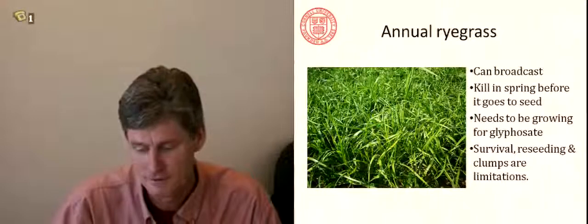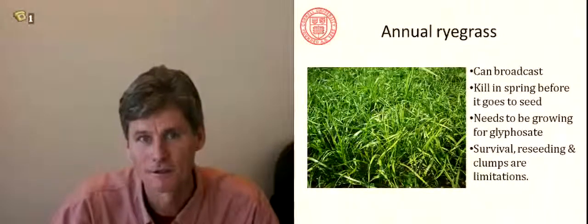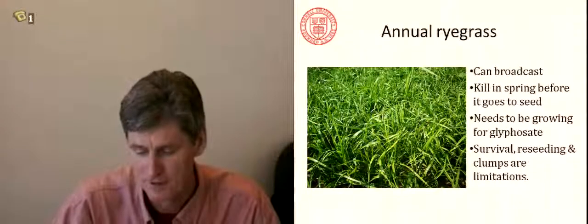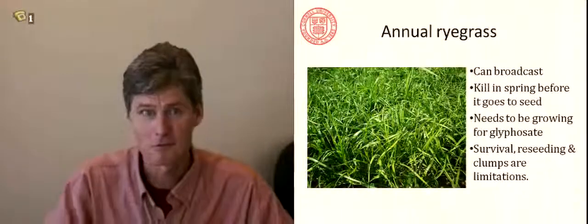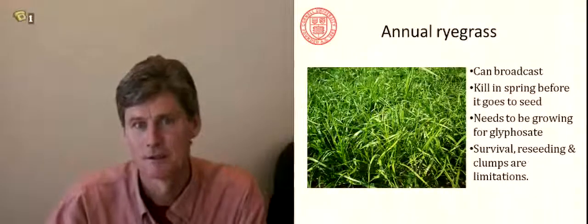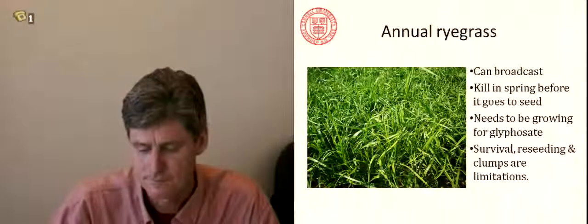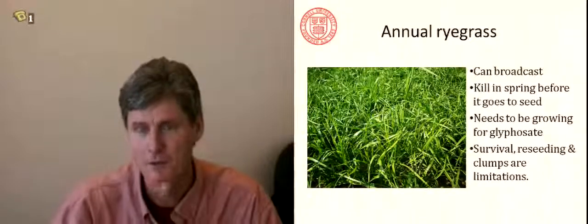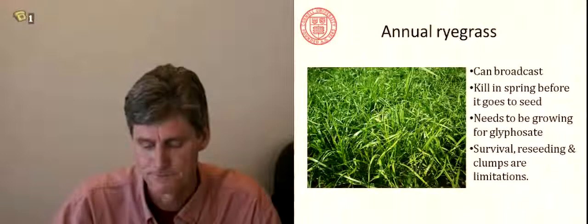So survival, reseeding. If it's older, the ground gets a little bit clumpy because of the crowns. Those clumps are good in the untilled parts of your reduced tillage system. They're not so good in the slot. So you may want to do some planning there as far as where that ryegrass ends up growing.